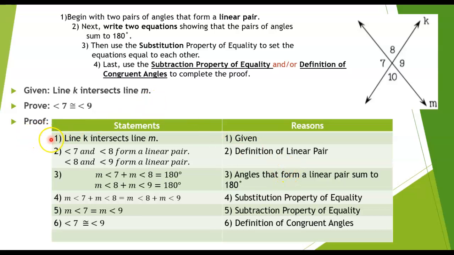So let's start off and look at statement 1. Line K intersects line M. That was given, so that's what I wrote for my reason. Okay, then in statement 2, I followed my steps.